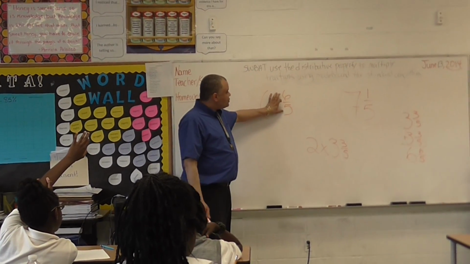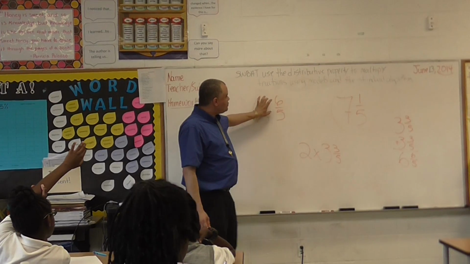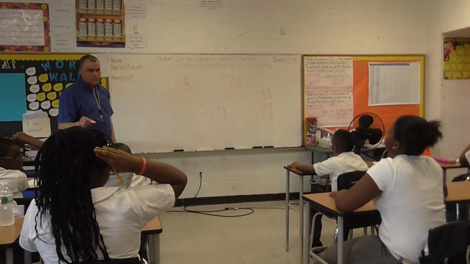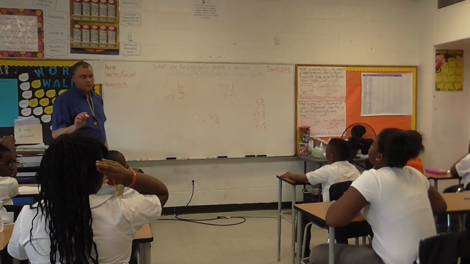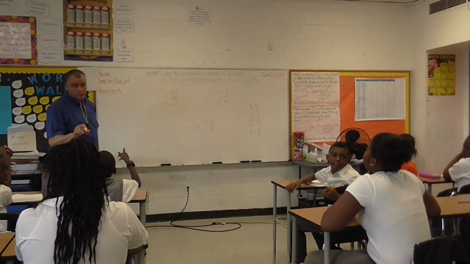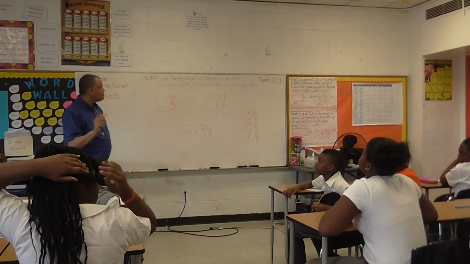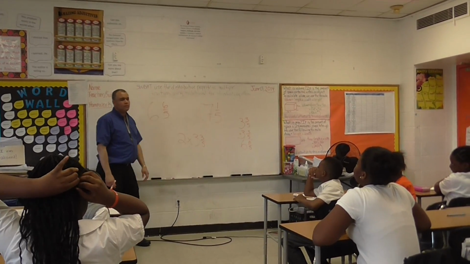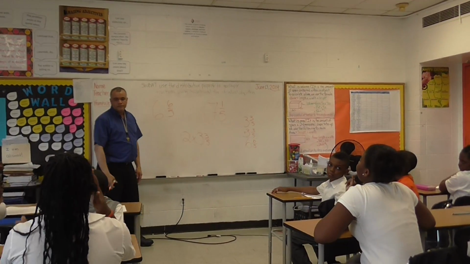So Avante needs to know about this 6/5. How do we go from here to here? Because 6/5 is more than a whole. So we add 5 going to 6 once, then we add 6 plus 1 is 7. And what's remaining is 1. There it is. Got it.